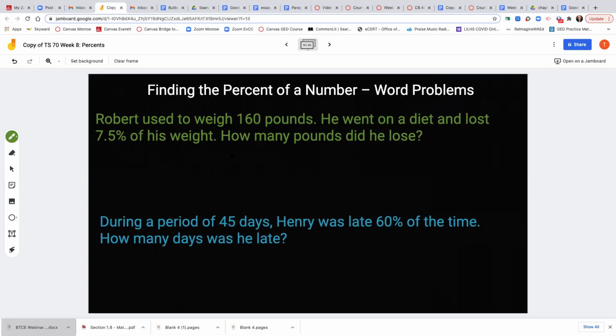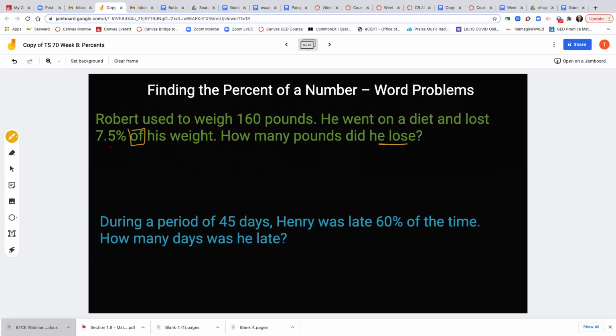And here's a couple of examples put in a word problem. So don't worry about copying all this down. Just follow along with me so it starts sinking in. Robert used to weigh 160 pounds. He went on a diet and lost 7.5% of, by the way, I'm going to choose another color here to illustrate this, of, there it is again, his weight, okay? How many pounds did he lose? Okay, so they want to know how much he lost, not how much he weighs now. I want you to pay close attention to that, by the way. They want to know how much he lost, okay?